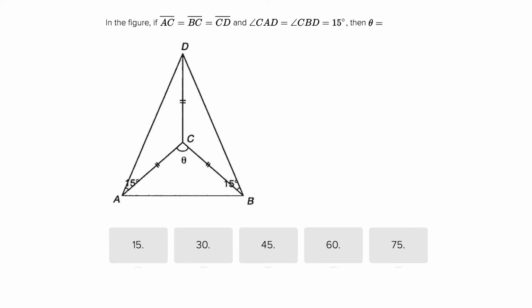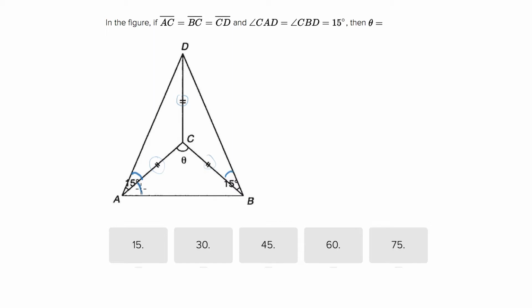This is the real Tom Rose, and interesting setup here. So this is AC equals BC equals CD. They're giving, this is already marked, but they're saying these sides are all the same length. And it says CAD is the same as CBD. That's also marked. It's showing you that the angle measures are the same for these two angles down here.